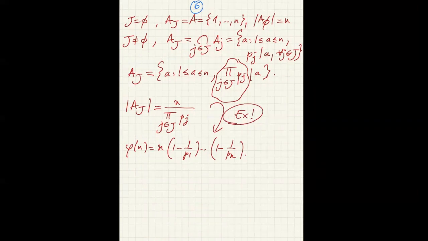Okay, now let's move on to another famous function, and we'll see some connections between them in a second. This is called the Mobius function. There is a general Mobius function of a poset. This one is the Mobius function in number theory, so sometimes you'll see this called the classical Mobius function.